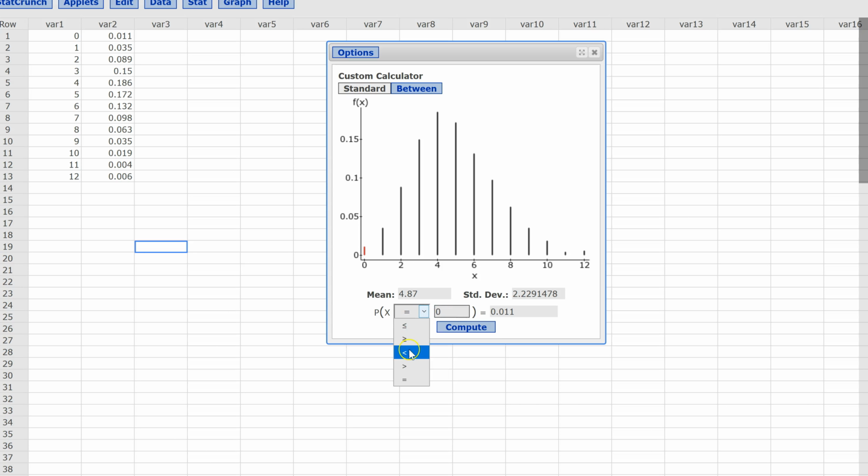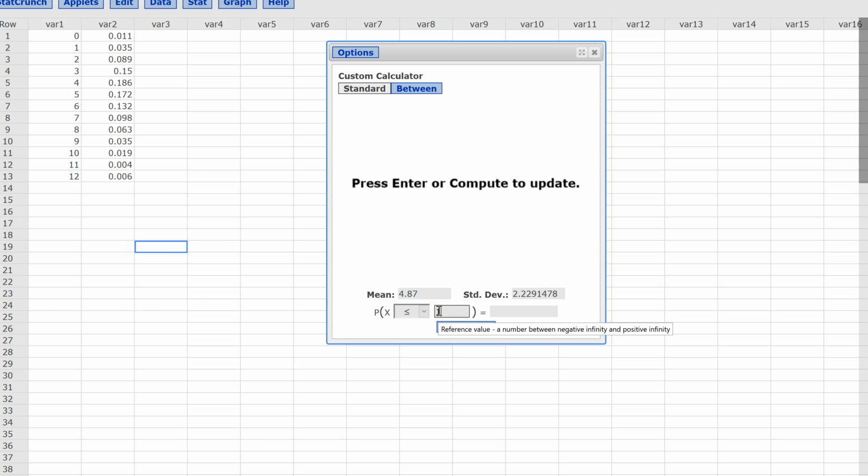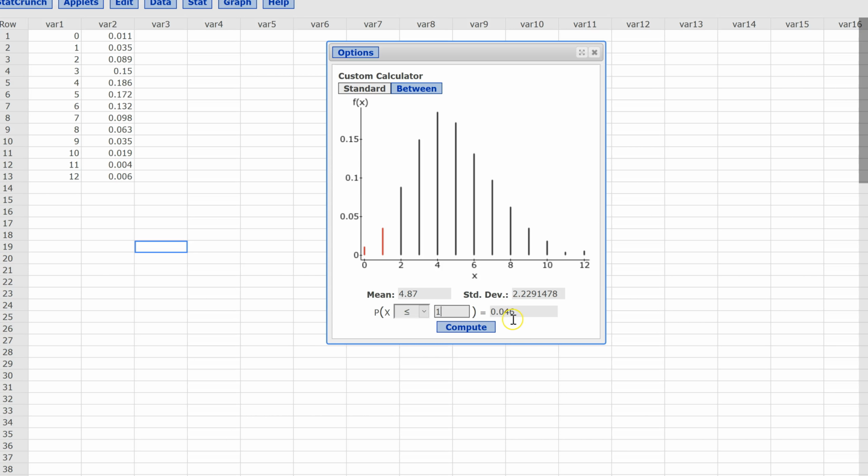Maybe I want to know if it's less than or equal to 1. So this would be 0 people being in line or 1 person being in line. And yep, that's unusual to have 0 or 1 person in line during the lunch hour. Well, that one example covered a lot of material, and I hope that it helps.